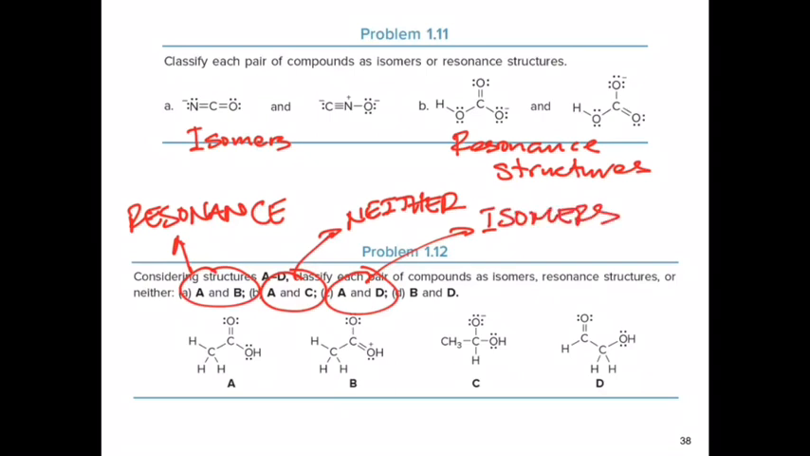All right, what about B and D here? So we have CH3. Okay, so looks like the atomic arrangement might be different. We have a total of 4 hydrogens, 2 carbons, and 2 oxygens. And so we have the same number of lone pairs, 1, 2, 3, 4 lone pairs. This one, 1, 2, 3, 4 lone pairs. So B and D are also isomers.